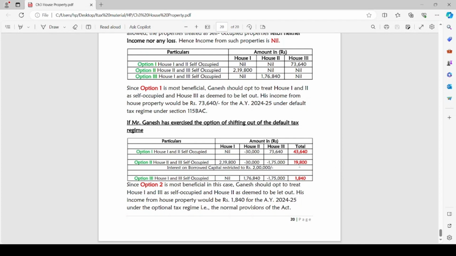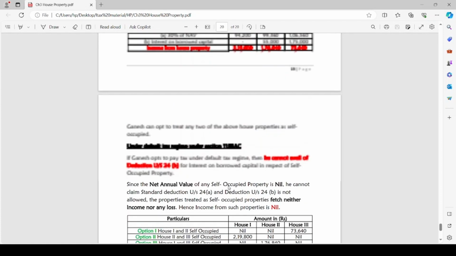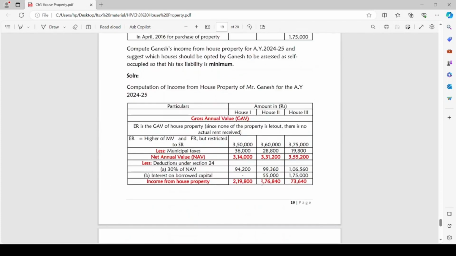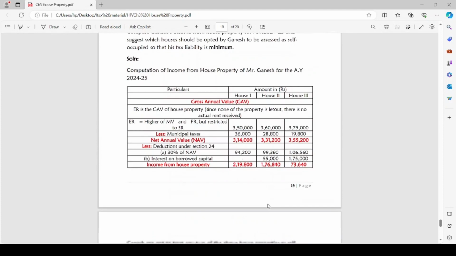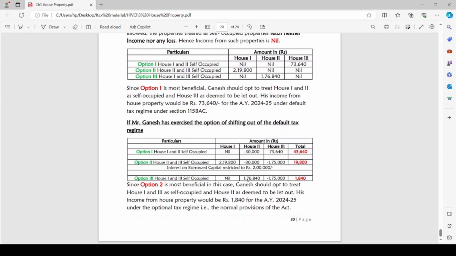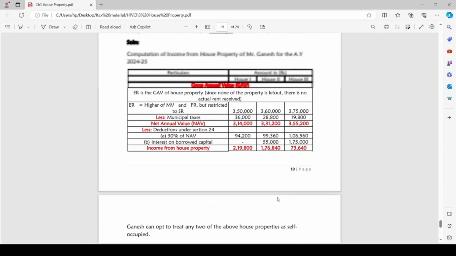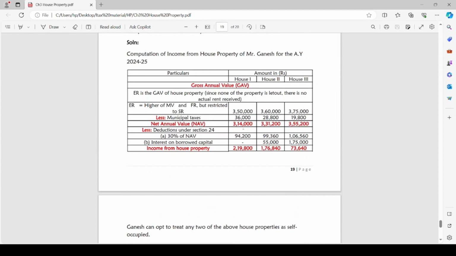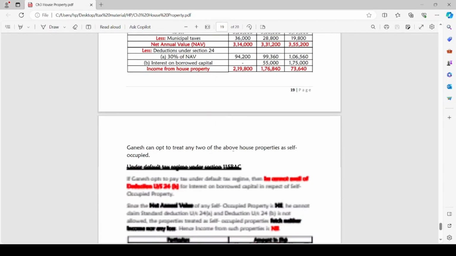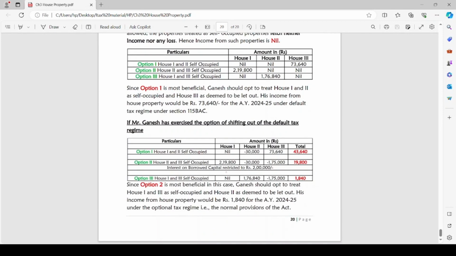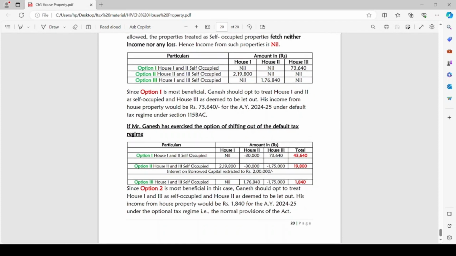Under option 3, house property 1 and 3 are self-occupied. Then we can directly take the income from house property, rupees 1,76,840, from house property number 2, since it is deemed to be let out property. For house property 1, since NAV is nil, there will be no standard deduction and there is no interest on borrowed capital. So the income from house property 1 will be nil.